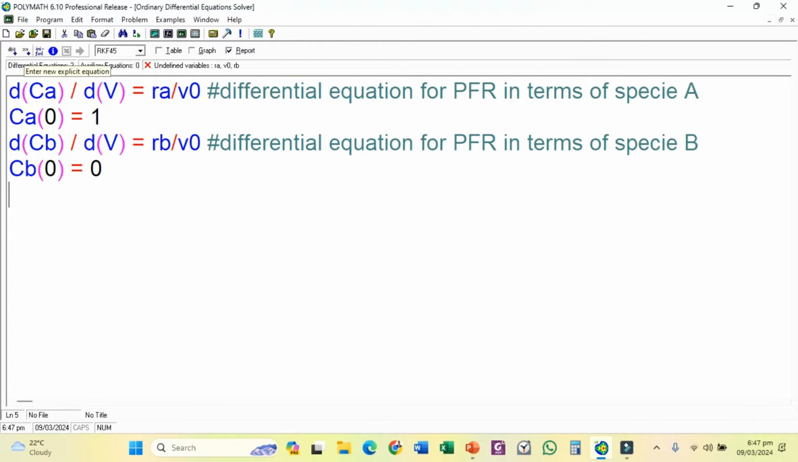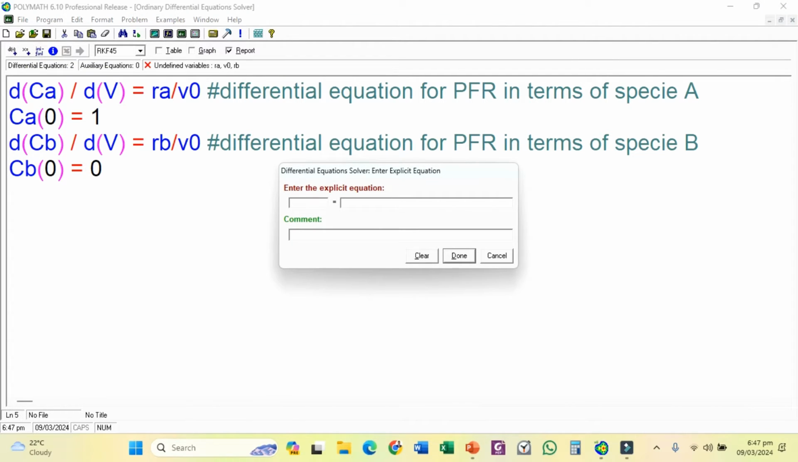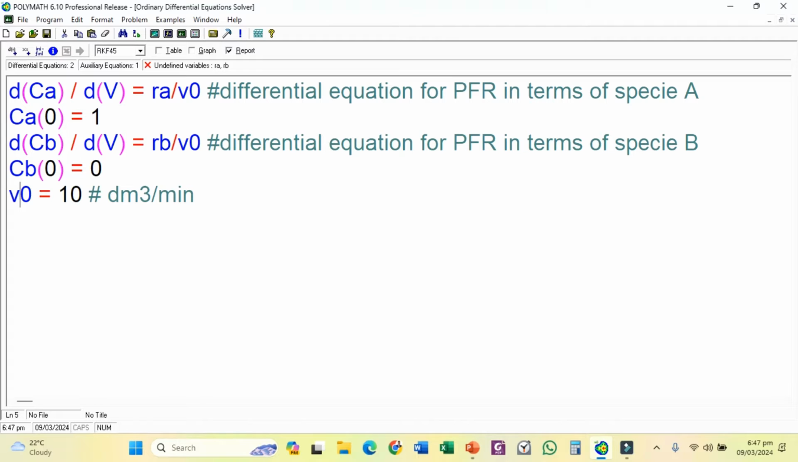Number one is to click Just enter new explicit equation. Like what is the equation? V naught is equal to 10, and we can say cubic decimeter per minute. That equation is entered here. Or if I simply write it, V naught is equal to 10, and just make sure cubic decimeter per minute. So this is one way to do it as well.